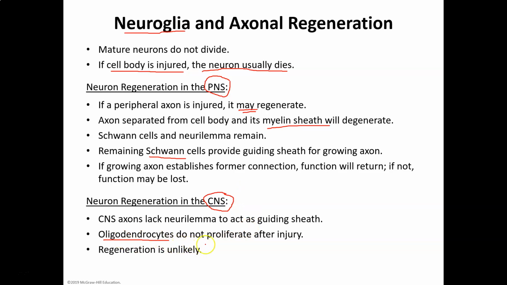Unfortunately, oligodendrocytes do not proliferate after an injury like Schwann cells do. Schwann cells do proliferate after an injury. Oligodendrocytes don't, so remyelination is pretty unlikely. So regeneration is unlikely. If you damage the central nervous system, it's likely to have permanent damage. Much more likely to have permanent damage than the peripheral nervous system.